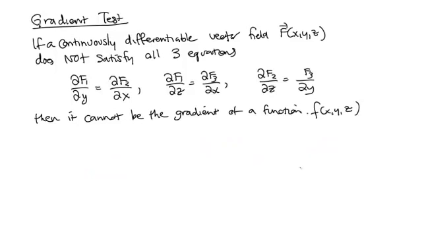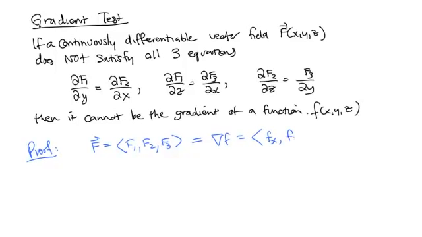So why does the gradient test work? Well, let me give you a basic sketch of why this is true. Suppose that you did have a vector field f of the form f1, f2, f3, and let's say that it was the gradient of some other function, so that its first component would be the derivative of f with respect to x, then the derivative of f with respect to y, and the derivative of f with respect to z. So that would mean that f1 was fx, f2 would be fy, and f3 would be fz.